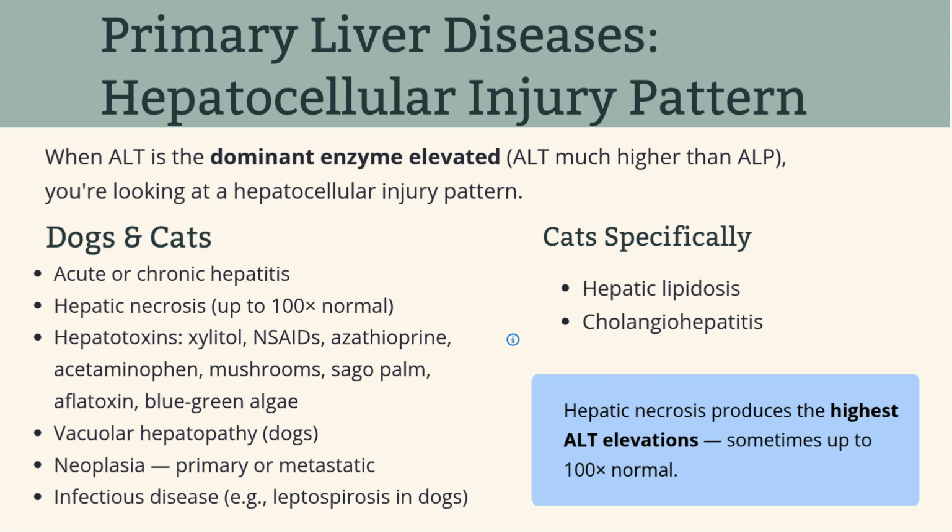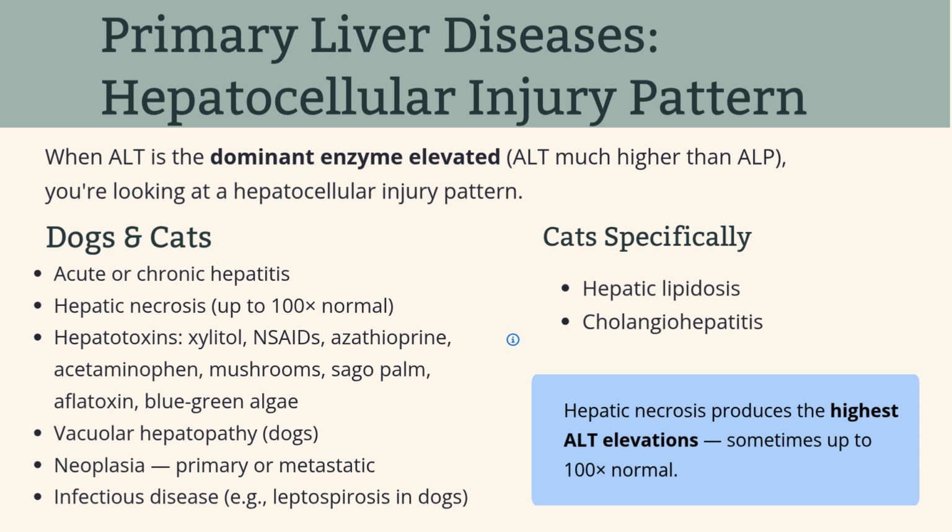You're also looking at hepatotoxins. There's a lot of those. They are things like xylitol, NSAIDs, azathioprine, acetaminophen, certain mushrooms, sago palm, aflatoxin, and blue-green algae, which are all examples of hepatotoxins. Also think of infectious diseases, namely leptospirosis in the dog. Vacuolar hepatopathy also happens in dogs. Neoplasia, whether it's primary or metastatic neoplasia. And then in cats specifically, you're looking a lot at hepatic lipidosis and cholangiohepatitis.